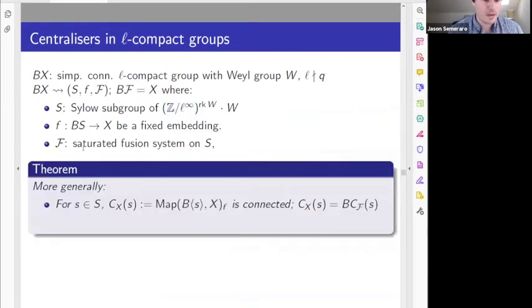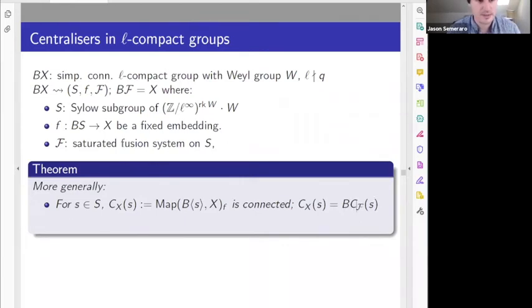Okay. So given that machinery, one can now define centralizers. If you take an element of S, you want to talk about its centralizer. Its centralizer is defined as the space of connected components of the space of maps from the classifying space of the group generated by that element into X. That's what we mean by a centralizer, and that was, I think, defined by Dwyer and Wilkerson back in the day. This object is connected, first of all, if X is a simply connected L-compact group. And secondly, it's also realizable as a classifying space of the centralizer in this fusion system of S. So that's the first thing that one might like.